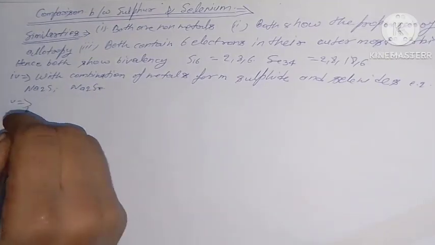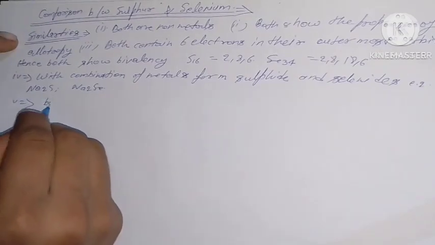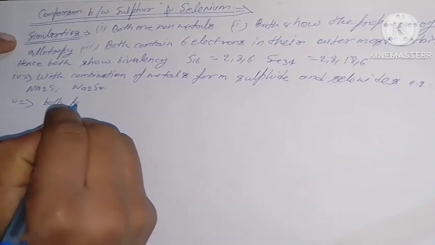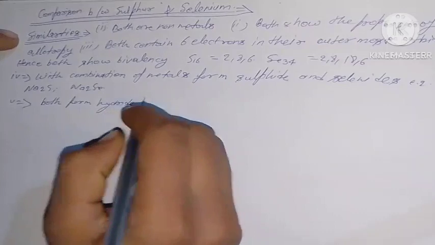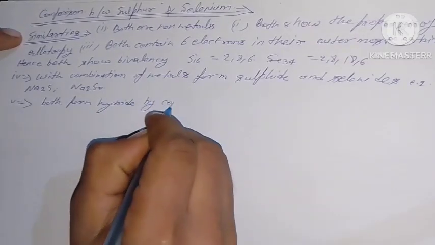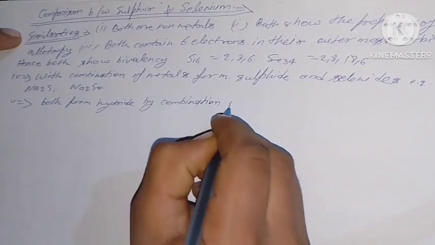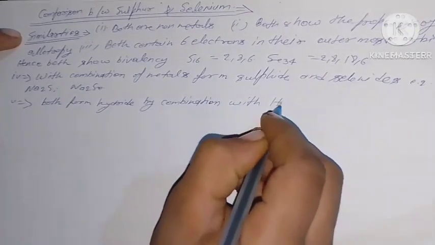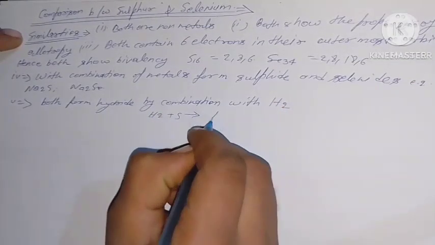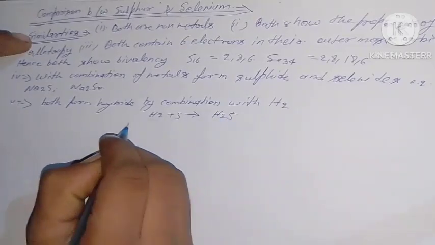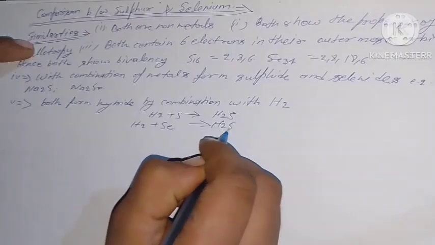Fifth point, both form hydride by combination with hydrogen. H2 plus S makes H2S, and H2 plus Se makes H2Se.